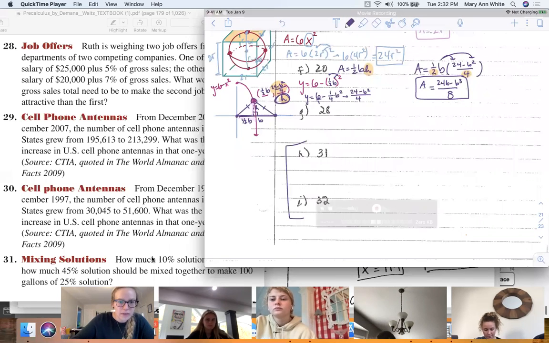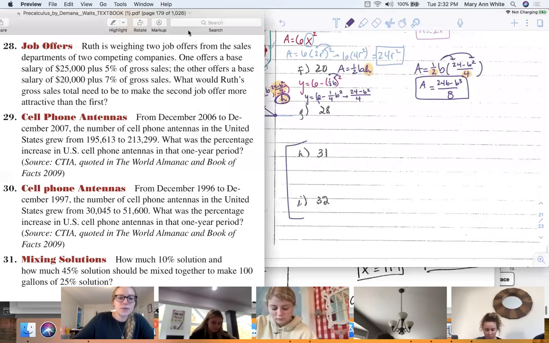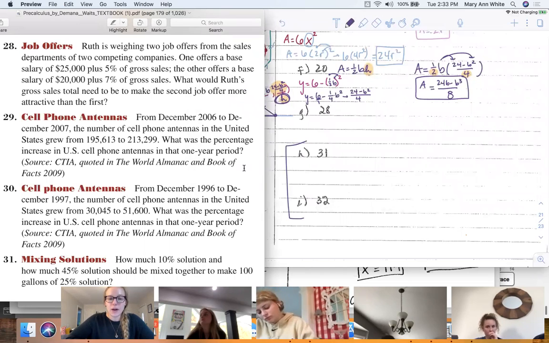Well, let's look at 28 first. It says, Ruth is weighing 2 job offers from the sales department of 2 competing companies. One offers a base salary of $25,000 plus 5% of gross sales, and the other offers a base salary of $20,000 plus 7% of gross sales. What would Ruth's gross sales total need to be in order to make the second job offer more attractive than the first? Okay, let's write these as equations.